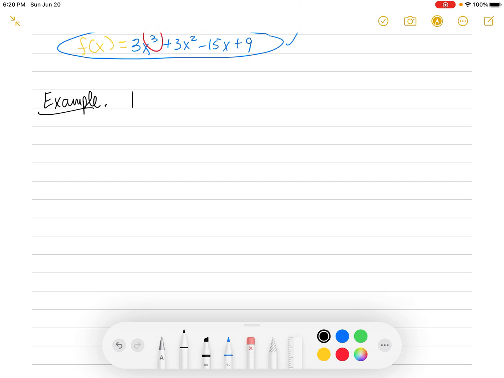I'm going to say, determine the degree of each completely factored polynomial.